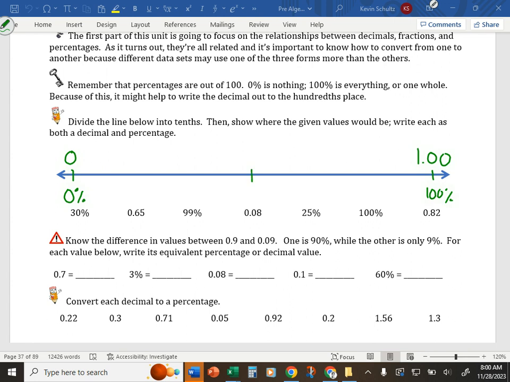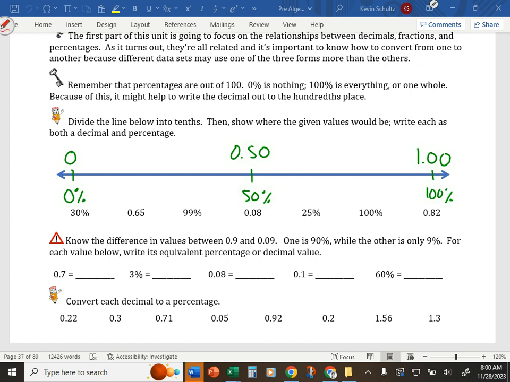In the middle is going to be 50%, which what decimal represents 50%? Half. Well, that's a fraction, right? So what decimal would that be? 0.5. Or, because you can write decimals with 0 at the end of it and not change the value, 0.50, which is 50%.